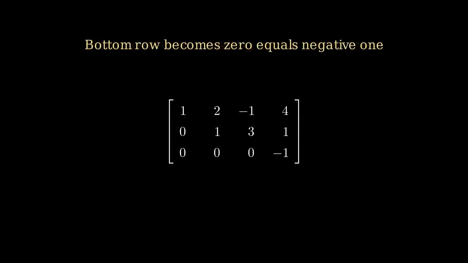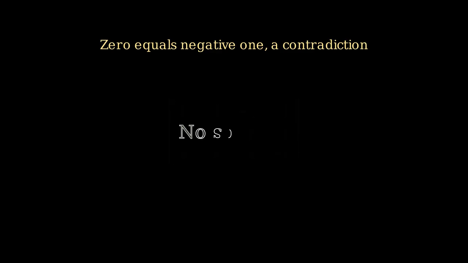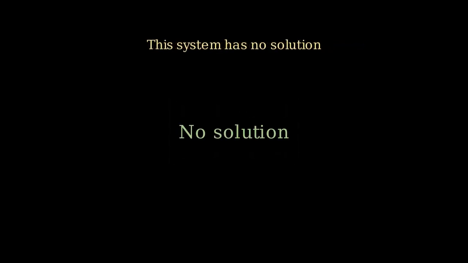Carrying this through, the bottom row of the reduced matrix collapses down to the equation 0 equals negative 1. That is a flat contradiction. No values of x sub 1, x sub 2 or x sub 3 can make 0 equal negative 1. So this system has no solution at all.